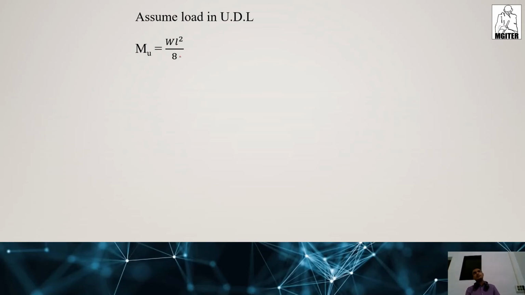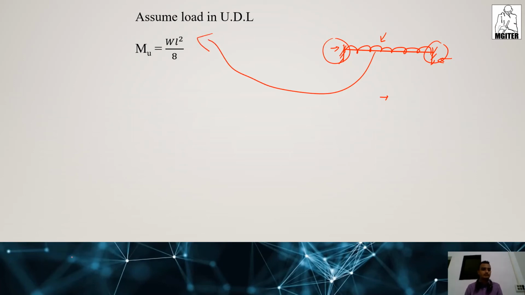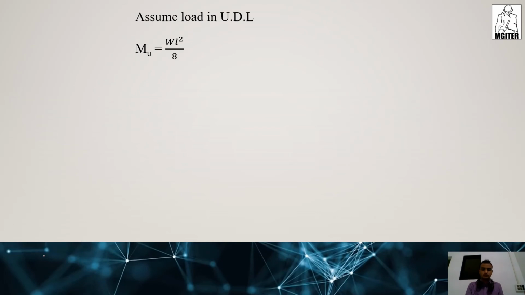What is WL square by 8? WL square by 8 is the maximum bending moment on a beam with supports and UDL load. These are the conditions of the beam. Look here, here is your beam. The support condition is given and there is a UDL load. So we have two conditions: one is the beam support, second is the UDL load. For these we have the maximum bending moment WL square by 8. So put down all the values. We have the moment of resistance and find W.